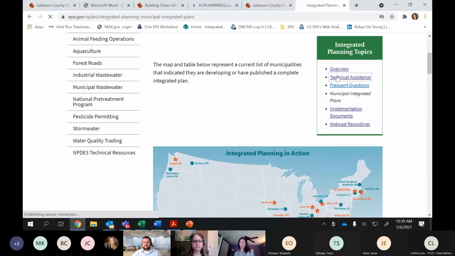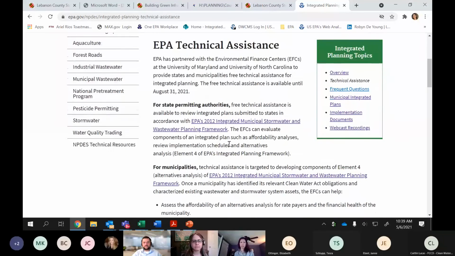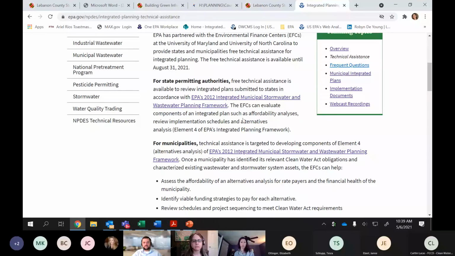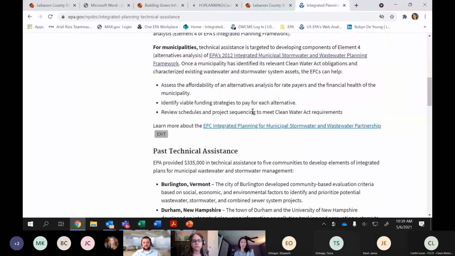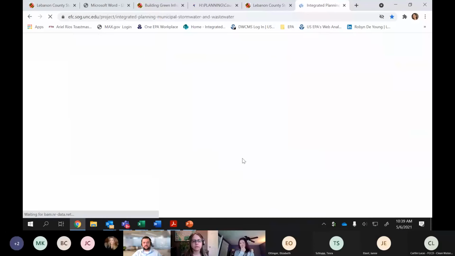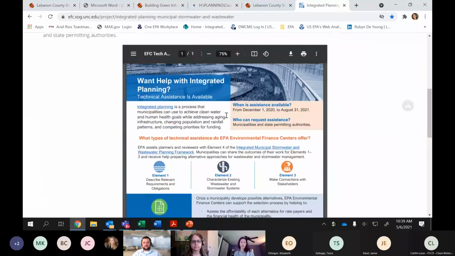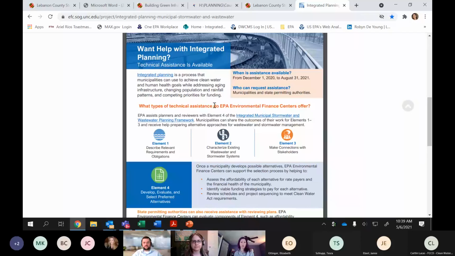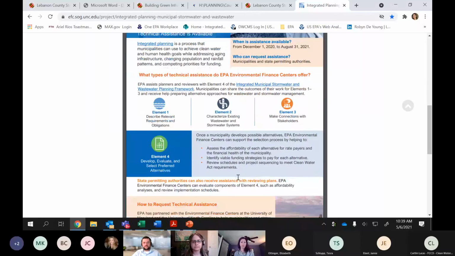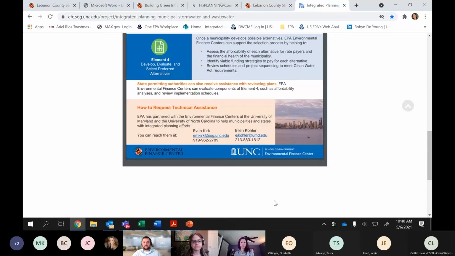And then we also have technical assistance available to states and to municipalities. This technical assistance is available for state permitting authorities who are reviewing an integrated plan or municipalities who have been developing one. All you need to do is click on this link and you can talk to our Environmental Finance Center, who we've partnered with. This is more information about the integrated planning technical assistance that's available through August of this year. I highly recommend reaching out to Evan Kirk or Ellen Kohler, who is supporting this work right now.